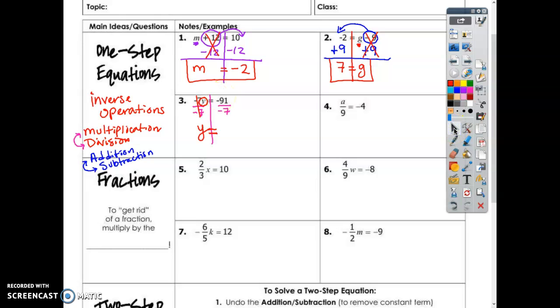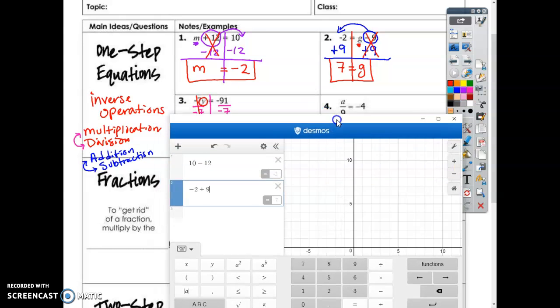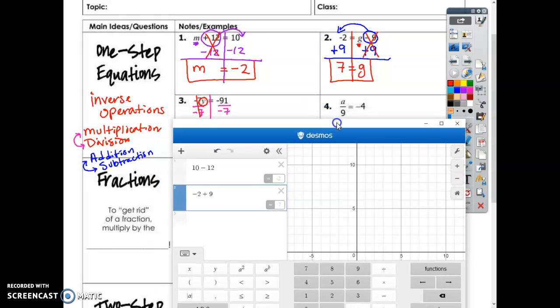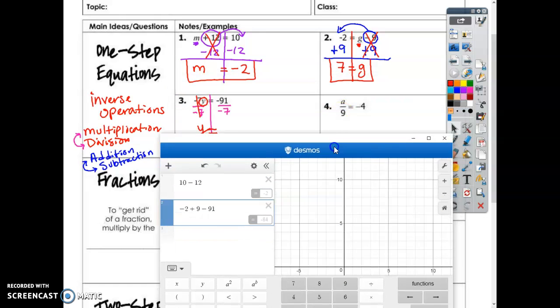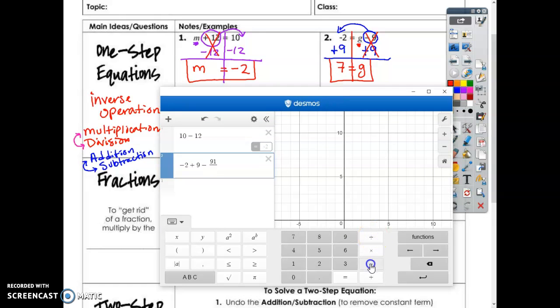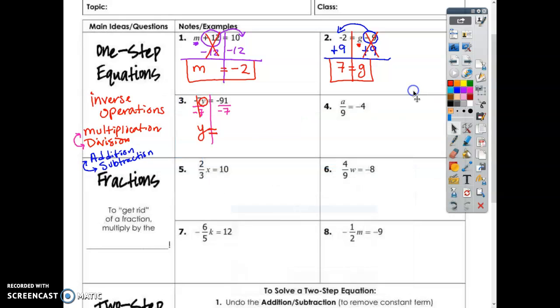So everybody in Desmos, you're putting negative 91 divided by negative 7. Oops, negative 91 divided by negative 7. So my answer is a positive 13. Okay? And if you don't understand something that I'm doing, just raise your hand so that I can help you. Because in a little bit, you're going to do quizzes over this stuff, and you're going to have to do the procedures by yourself.